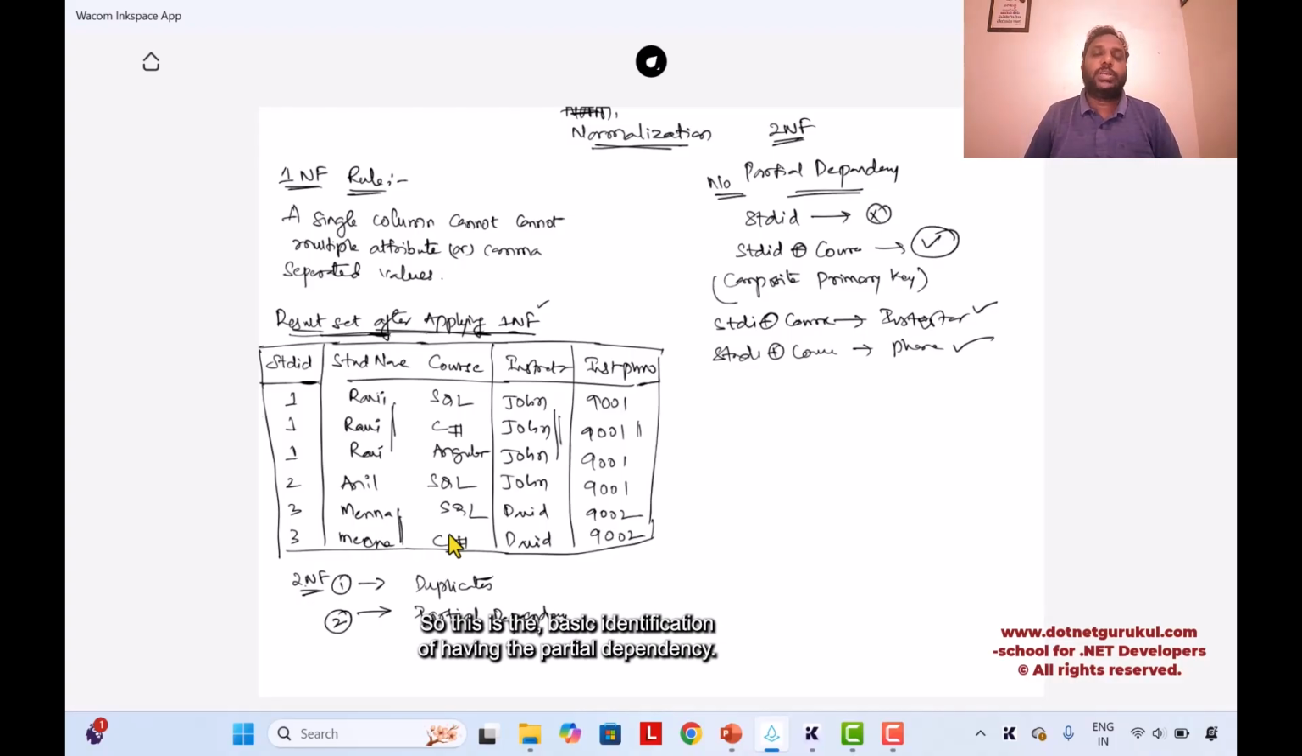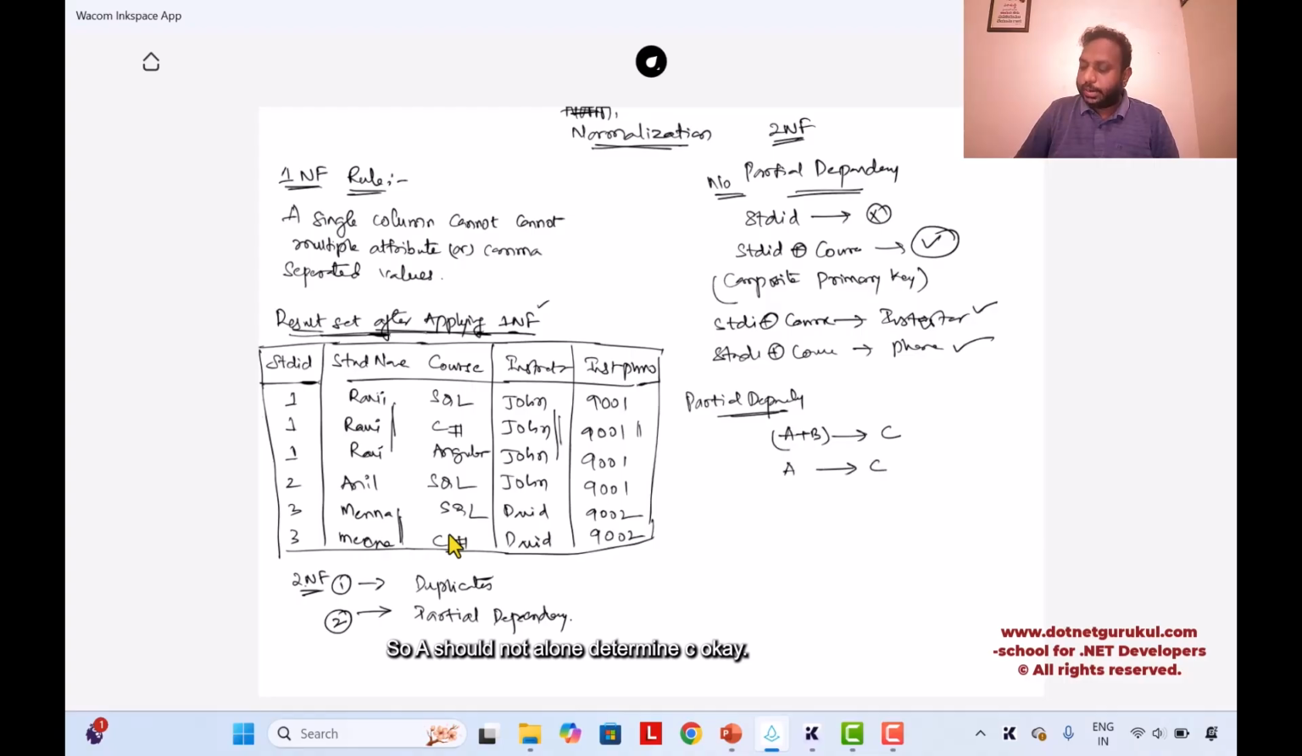So this is the basic identification of having the partial dependency. When there is a partial dependency, all other column values should be derived from the composite primary key. What does it mean? Let's understand partial dependency; we still need to understand it in much more detail. Let me give an example here. A plus B is the composite primary key. Let's understand, if A plus B is the composite primary key and it determines C, then A should not alone determine C.